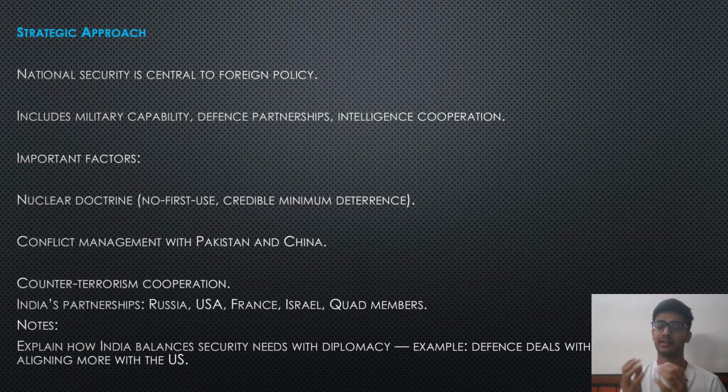And our intelligence is strong, but we need to build relations with other intelligence agencies to ensure we are more aware and more prepared for what is to come. So India's relation with US, if you take for example, does have a very strong defense and intelligence angle to it. Similarly with Russia. So this is another important factor that our foreign policy makers keep in mind.